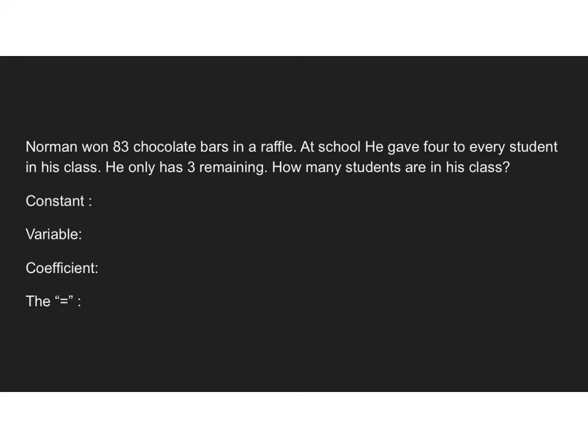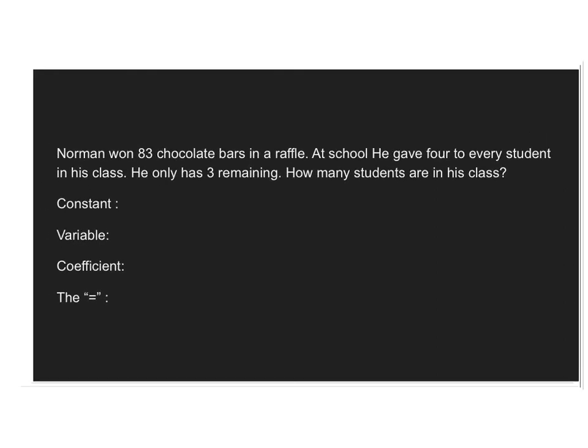So when we're dealing with word problems, we need to read through and, just like I say, identify what each thing is. So the question here: Norman won 83 chocolate bars in a raffle. At school, he gave 4 to every student in his class. He only has 3 remaining. How many students are in his class? If we look at the question, we see that he won this many in total. So that's got to be what the whole thing equals.